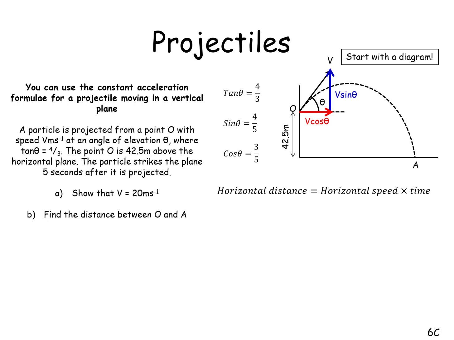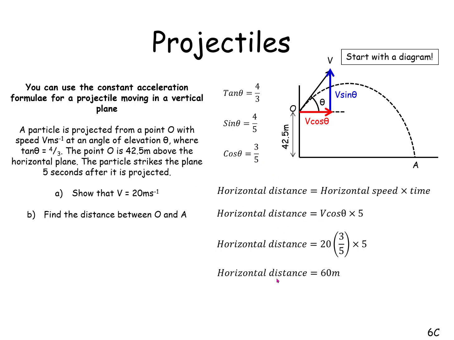Find the distance between O and A. So I believe it's good to write this down. Distance equals speed times time. Right, so horizontal distance equals this. So horizontal distance is going to equal the horizontal speed, because we're resolving horizontally, times 5, because that's the time. We know cos theta is 3 over 5, so substitute that in. So the horizontal distance is going to be 60 meters.